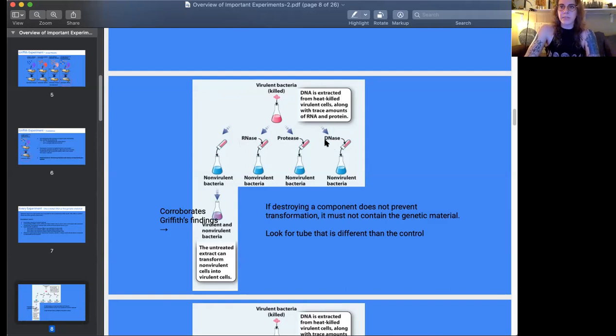And so what we're kind of expecting to find in this experiment is, okay, we know that if we have these enzymes that destroy a certain component, if that component causes the transformation to stop, so that there is no transformation occurring, that component that we kicked out must have been the thing that's responsible for this transformation to begin with. So it's kind of like an elimination trial. So essentially we're just trying to find, okay, which test tube is going to look different than this control, and that will tell us what the genetic particle is.